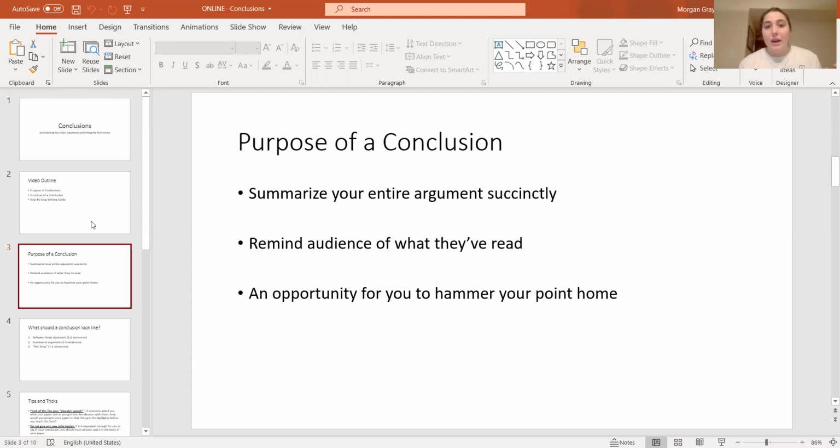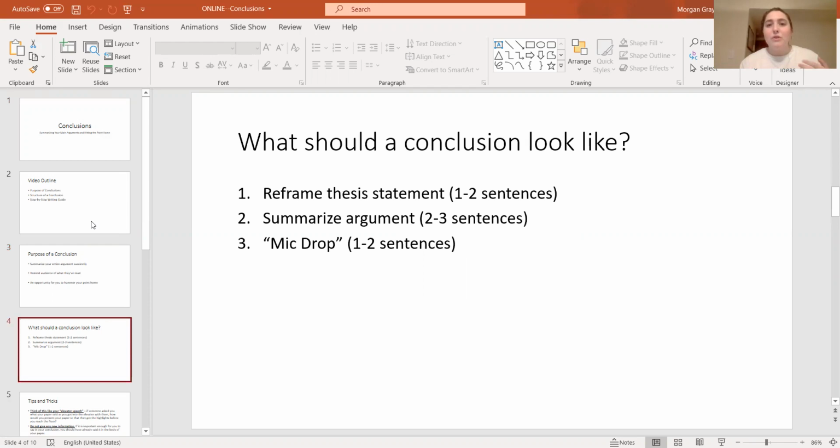A conclusion is intended to summarize your entire argument as concisely as possible. You need to remind your audience of what they've read, but you also need to make sure that they took away what you want them to take away. One of the funny things about writing, especially if you write things that are more published, is that people don't always get what you want them to get out of it. Having a concise, clear, well-structured conclusion allows you to hammer home your point, not just what they might have taken out of the text.